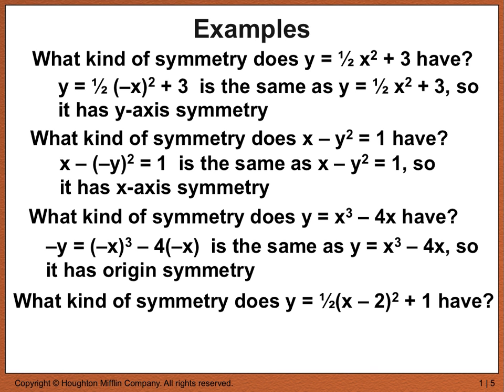What kind of symmetry does y equals 1/2 times (x minus 2) squared plus 1 have? All right, so what you want to do is pause the video and do all three tests of symmetry. In one test, you test for y-axis symmetry and see what happens when you plug in negative x and keep y the same. The other test is for x-axis symmetry, in which you see what happens when you plug in negative y and keep x the same. And finally, you test for origin symmetry, in which you plug in negative x and negative y to see if algebraically you end up with the same equation.